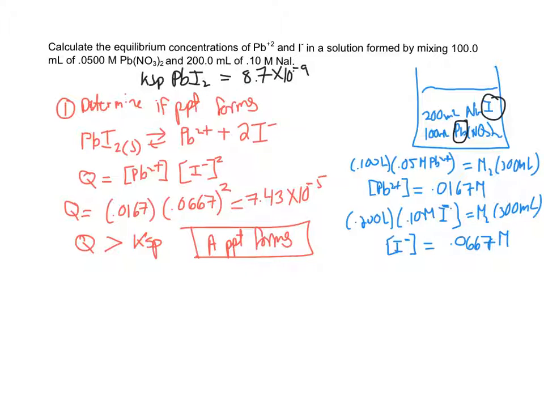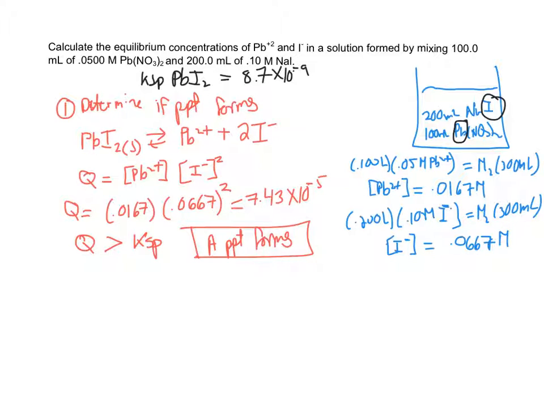However, because now we know there's a precipitate that forms, the equilibrium concentrations of these ions will actually be less than these, because some of these are going to get used up in order to make the precipitate, and they're going to fall out of the solution, and so the solution will have these in a lower concentration, and so we need to figure out how much lower.